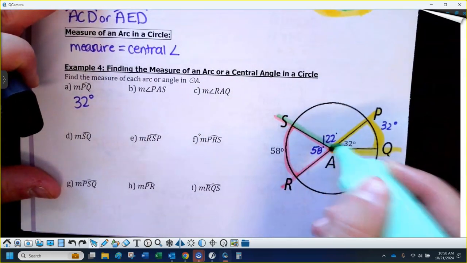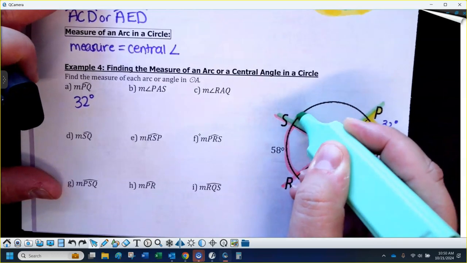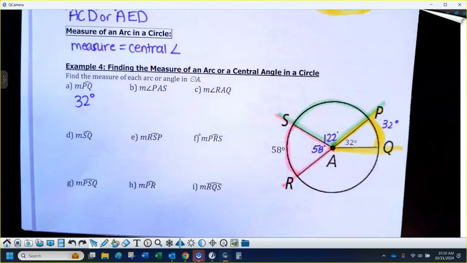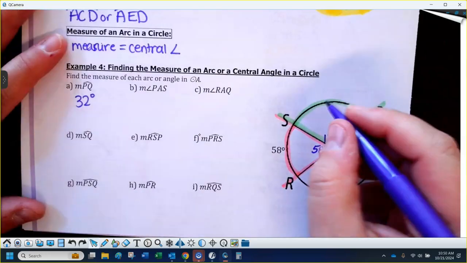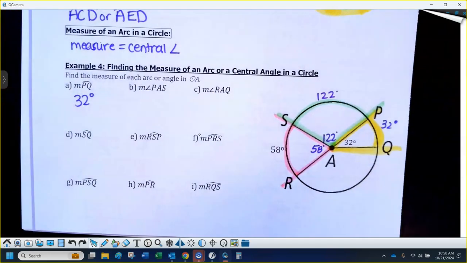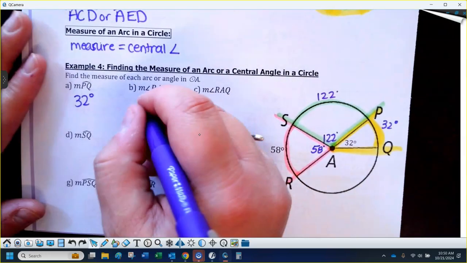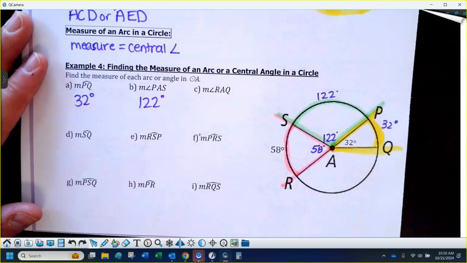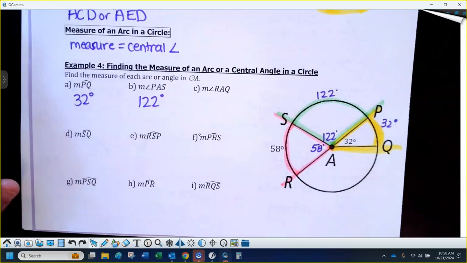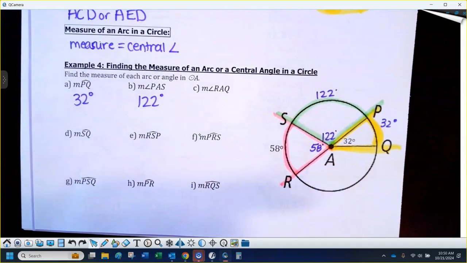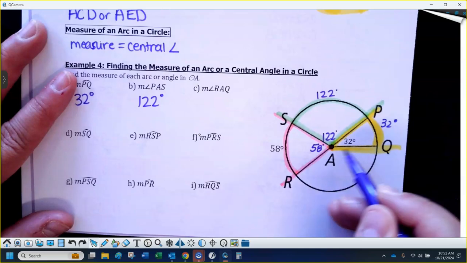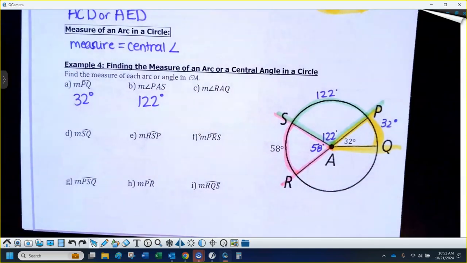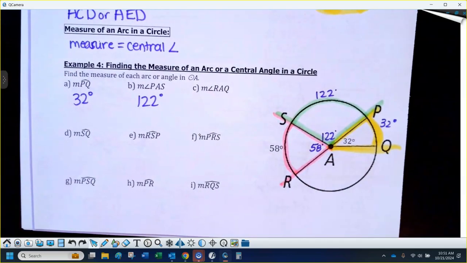That means this arc that it cuts off, that goes from P to S, that exact arc would also be 122. So PAS is 122. I guess they don't ask me for that arc, but that's helpful information. Where is RAQ? How could I figure out this angle? There's a couple ways you could do this at this point. It's going to be this angle right here.